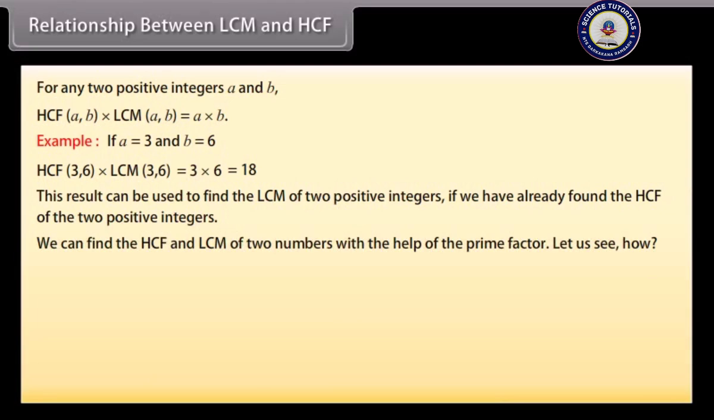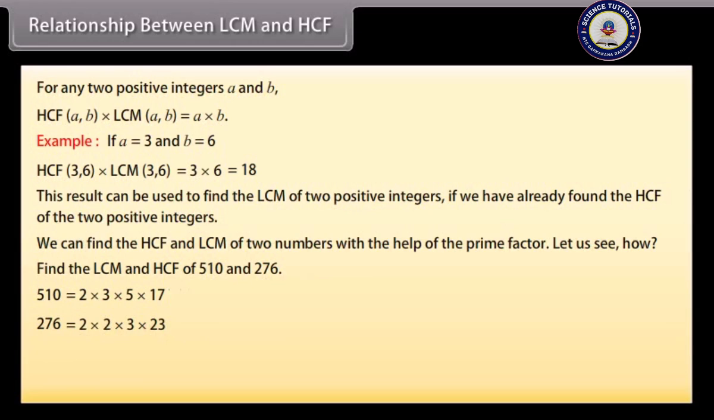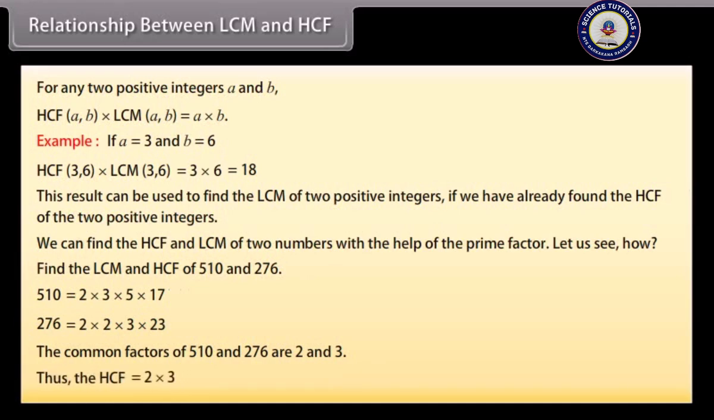We can find the HCF and LCM of the two numbers with the help of the prime factors. Let us see how. Find the LCM and HCF of 510 and 276. 510 is equal to 2 × 3 × 5 × 17. 276 is equal to 2 × 2 × 3 × 23. The common factors of 510 and 276 are 2 and 3. Thus, the HCF is equal to 2 × 3.